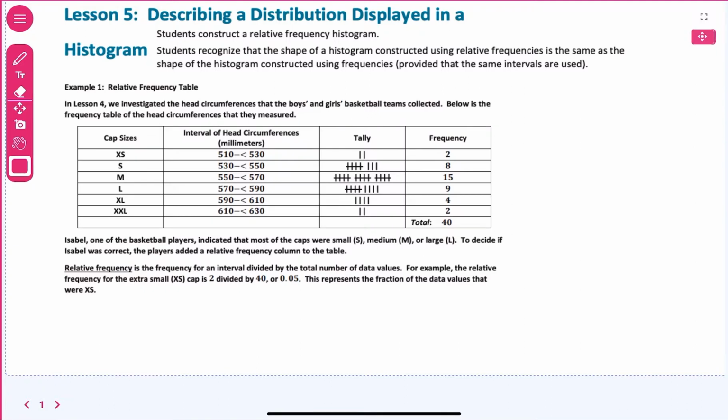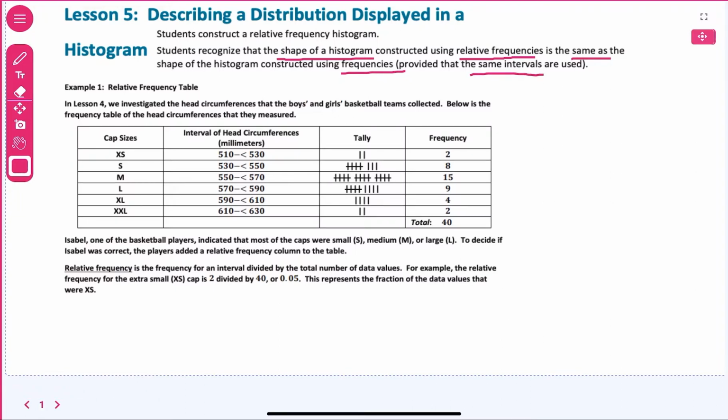So, thing to remember here, relative frequency is the same as a regular frequency when we're talking about the shape of the histogram, if they use the same intervals.